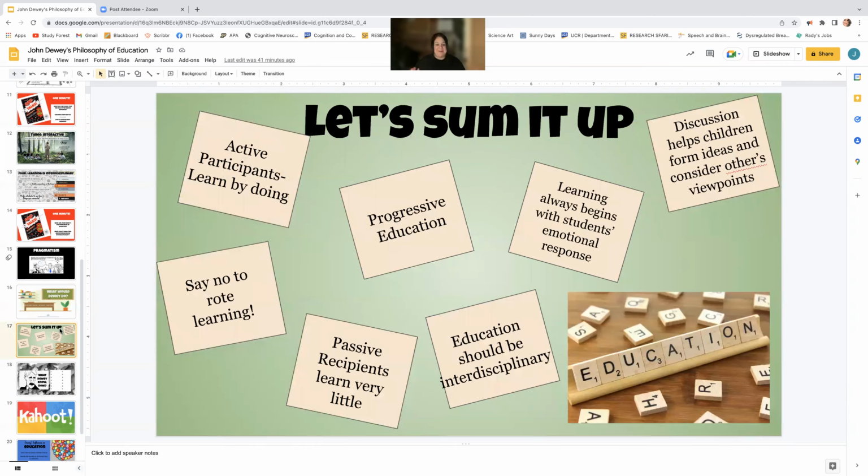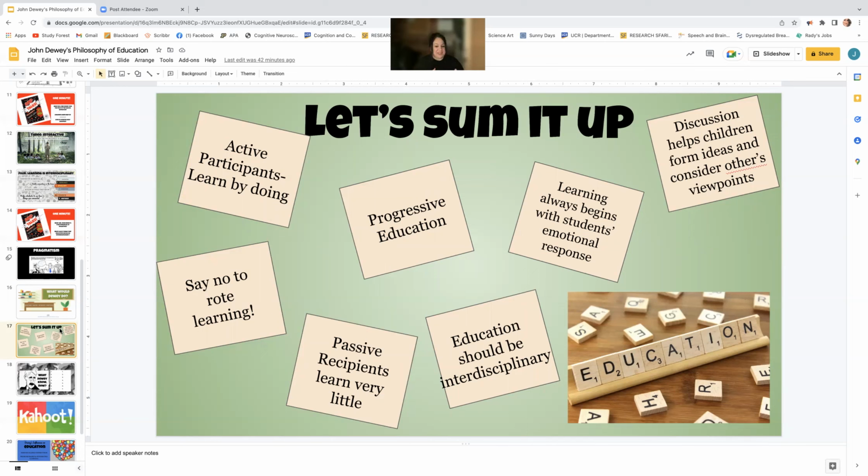All right, so let's sum it up. Okay, so today we learned many things about John Dewey's philosophy of education. We learned that he wants us to be active participants, that we learn by doing. Children learn by doing, not by sitting, not by rote memory, not best at least. He believes that discussion helps children form ideas and consider other people's viewpoints. He believes that learning always begins with students' emotional response, some sort of connection to the material, something exciting for them, and that education should be based on their interests.